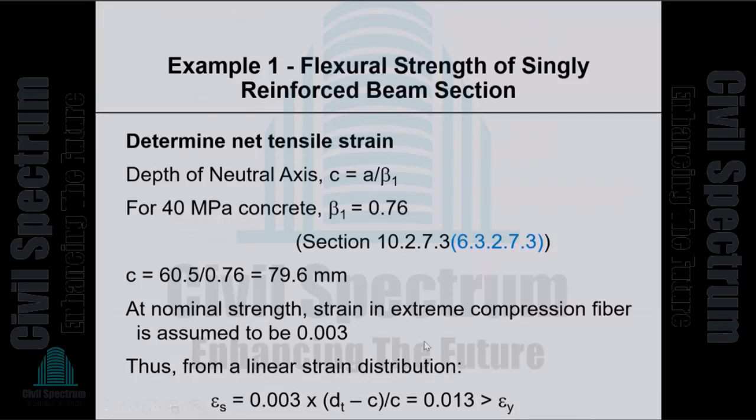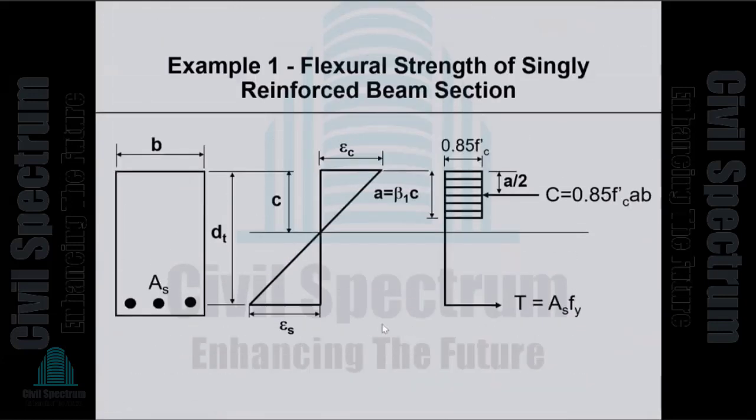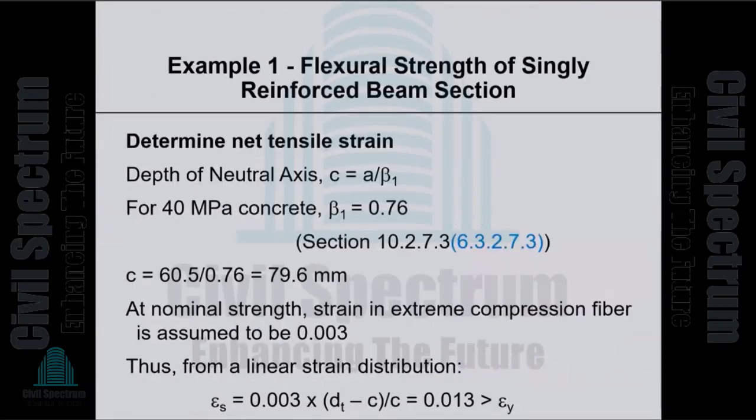At nominal strength, strain in extreme compression fiber is assumed to be 0.003. So from a linear strain distribution, which we are postulating, the tensile strain in the reinforcement comes out to 0.013, which is larger than epsilon sub y. Okay, so all we are doing is, if it is 0.003 here, what is the strain at the location of the centroid of the reinforcement? And that came out to 0.013, verifying that the tension reinforcement actually yields as we assumed in the first place.